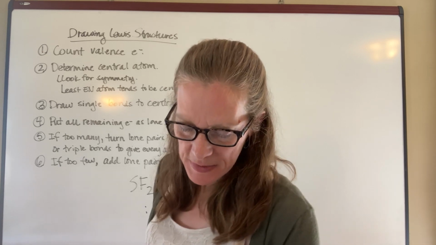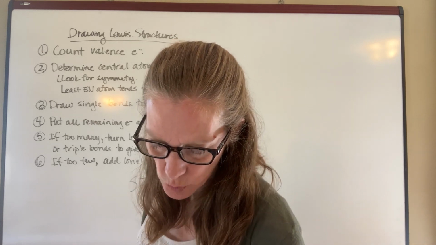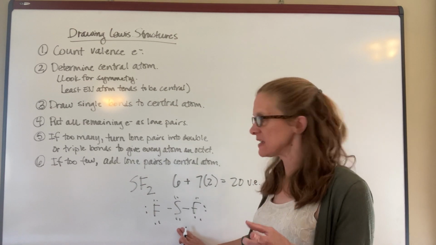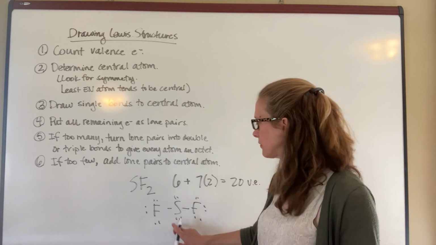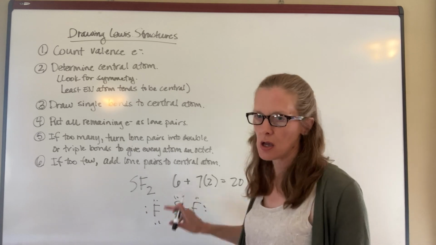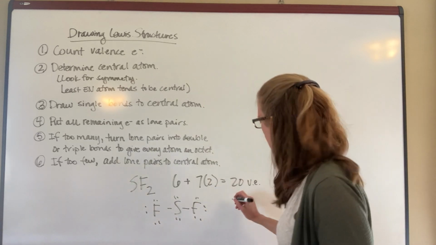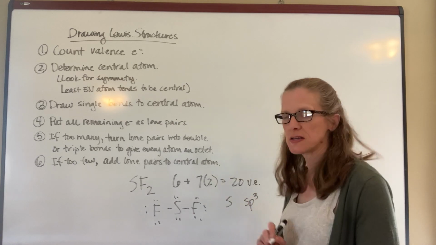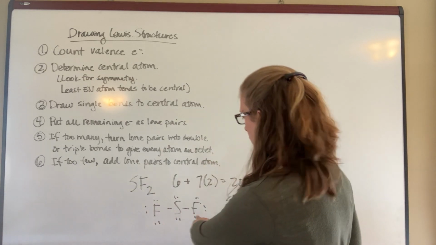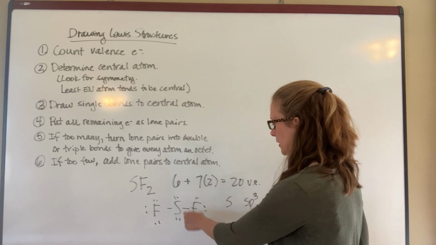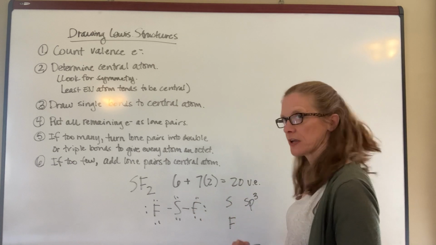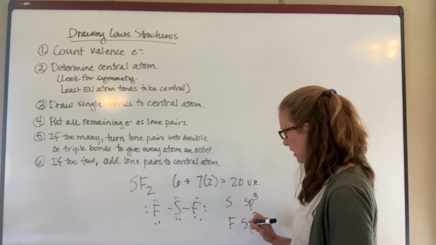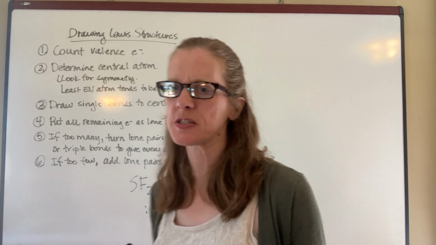It did ask us what the hybridization was, and so if I look at the central atom, it's pretty easy. All I have to do is count how many items are around it. 1, 2, 3, 4. And so my sulfur is going to be sp3 hybridized. The fluorine also has 1, 2, 3, 4 items around it, so it's also going to be sp3 hybridized. What's the shape of this molecule going to be?